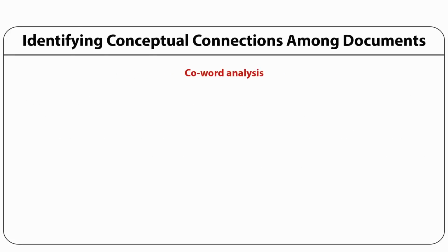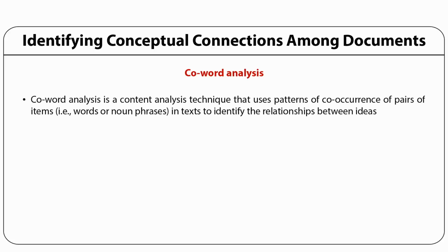Cohort analysis is another useful method to capture the intellectual connection in a field. Cohort analysis is a content analysis method that uses patterns of co-occurrences of pairs of items, words or noun phrases in text to identify the relationship between ideas.